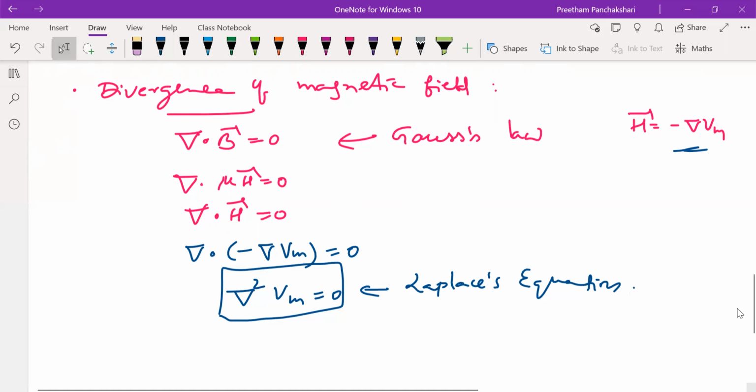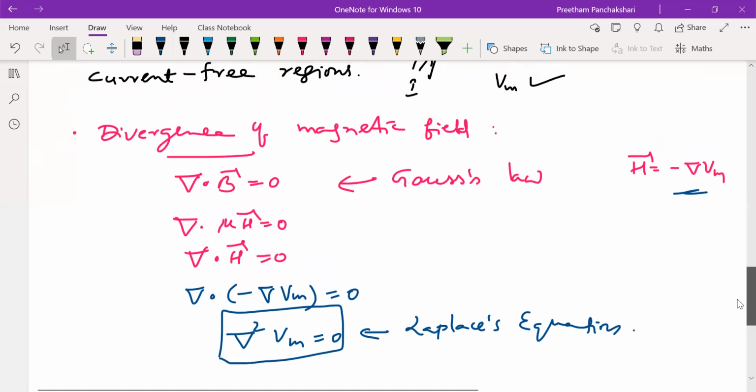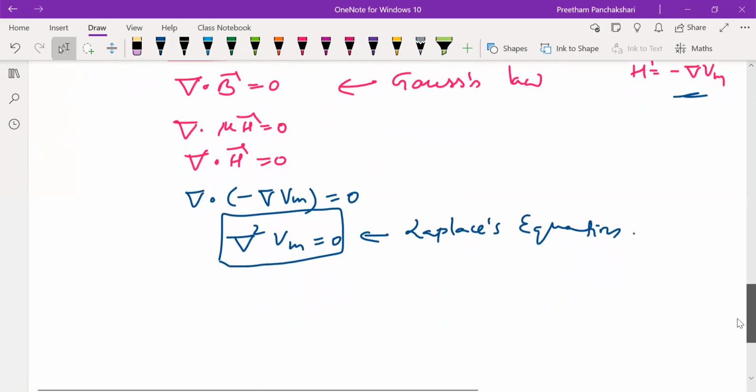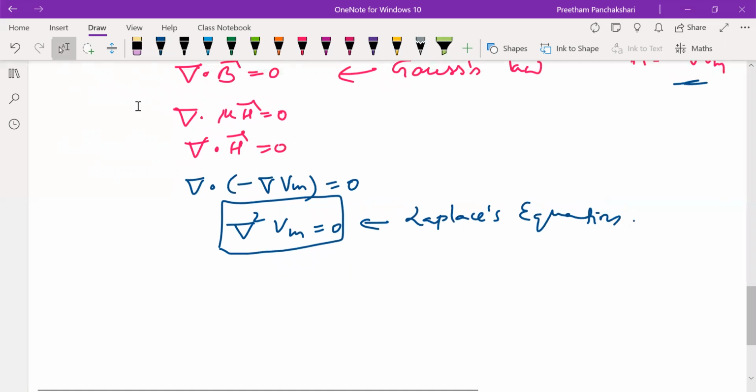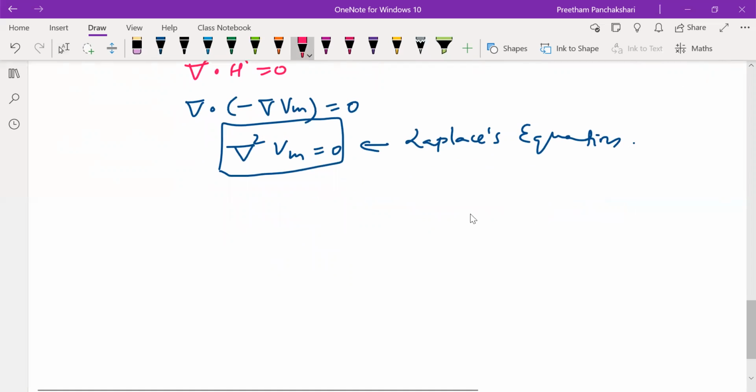So this throws light on the presence of scalar magnetic potential. But now a question comes to our mind. What about the region where current is present? Is potential present in the region where current is present also? This is the question to be answered. So what to do with the region where current distribution is present?